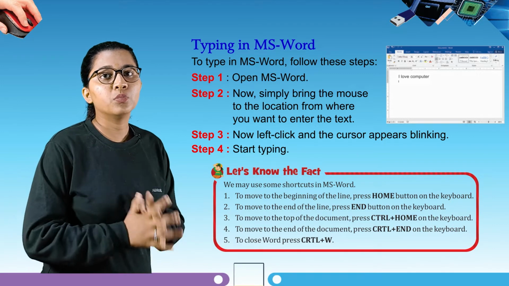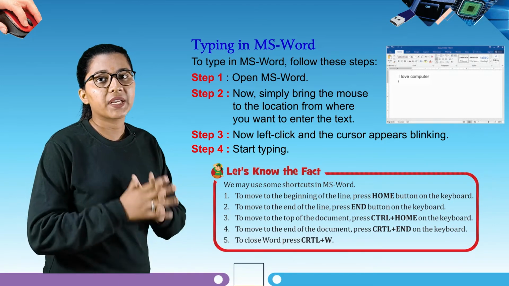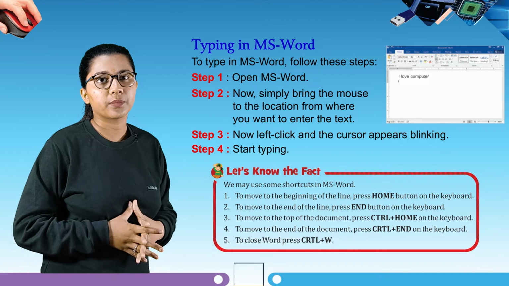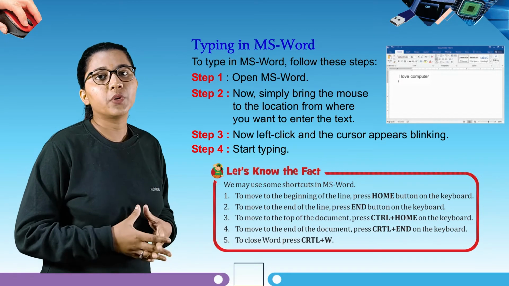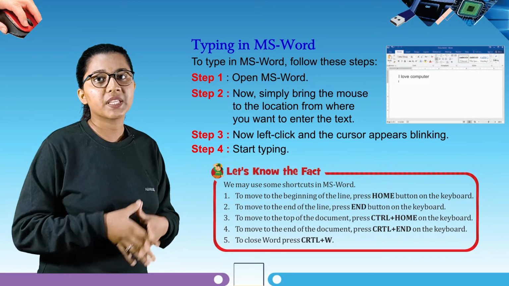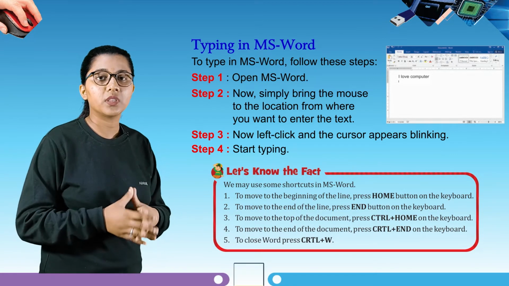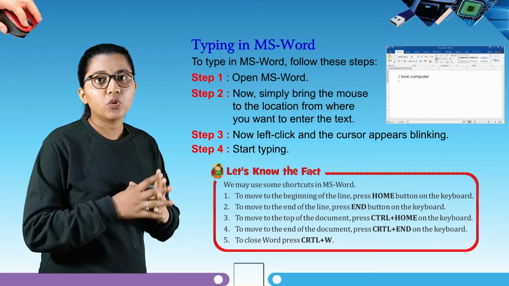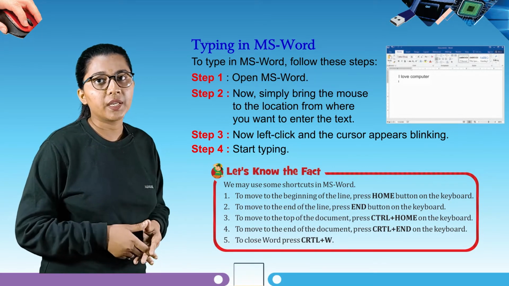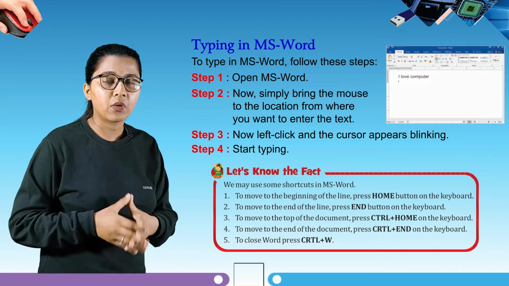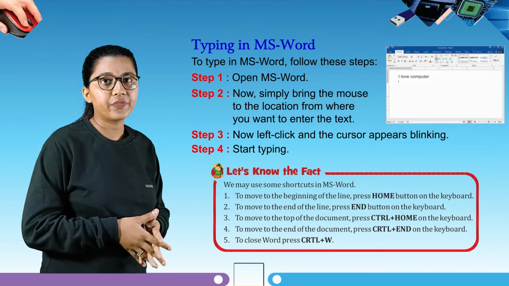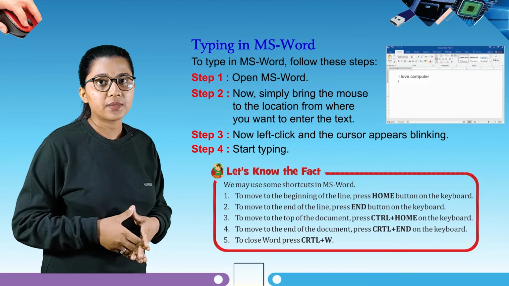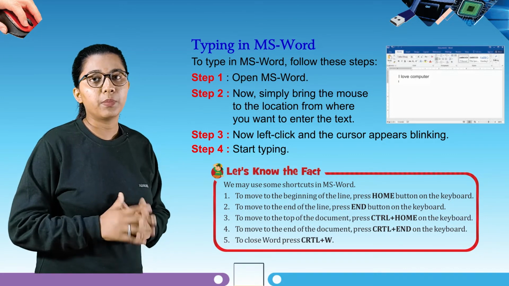Second, to move to the end of the line, press the End button on the keyboard. Third, to move to the top of the document, press Ctrl plus Home on the keyboard. Fourth, to move to the end of the document, press Ctrl plus End on the keyboard. Fifth, to close the word processor, press Ctrl plus W.